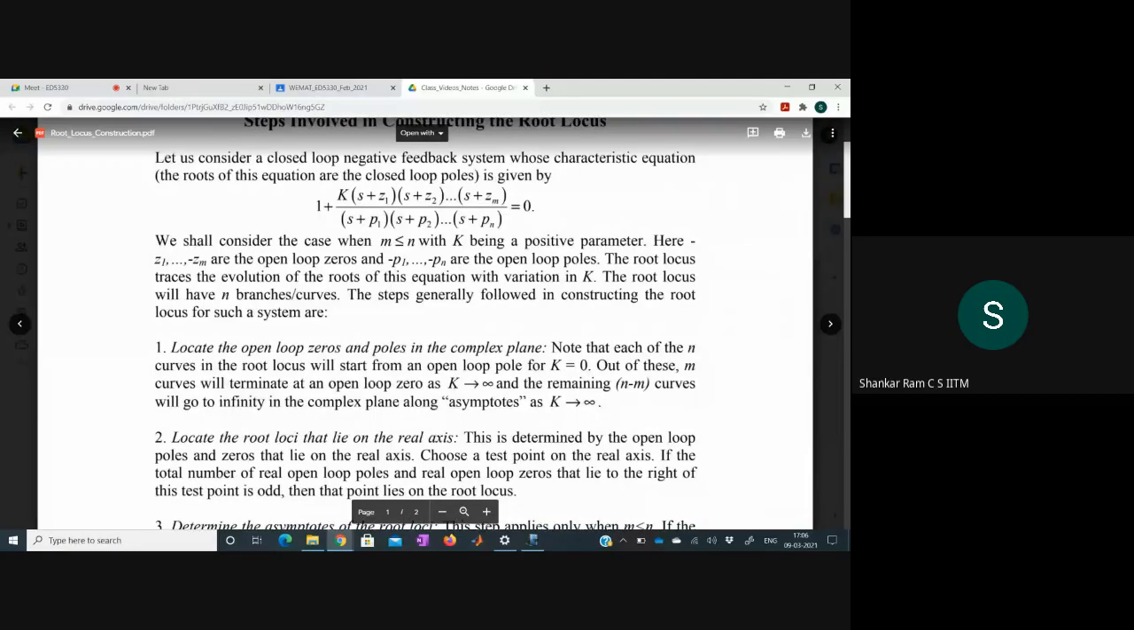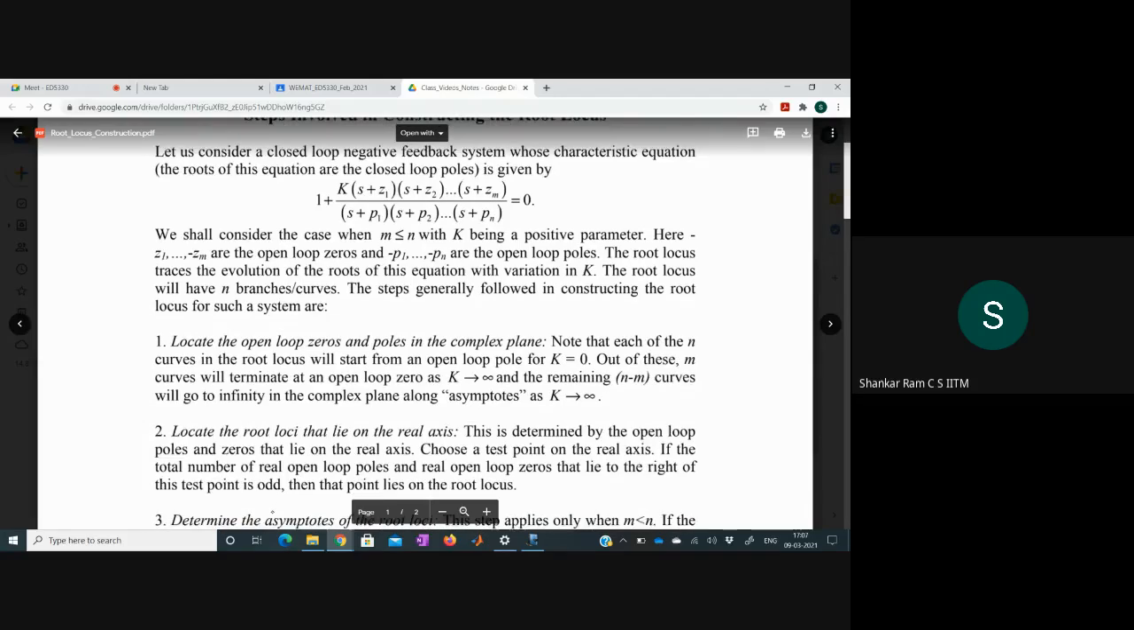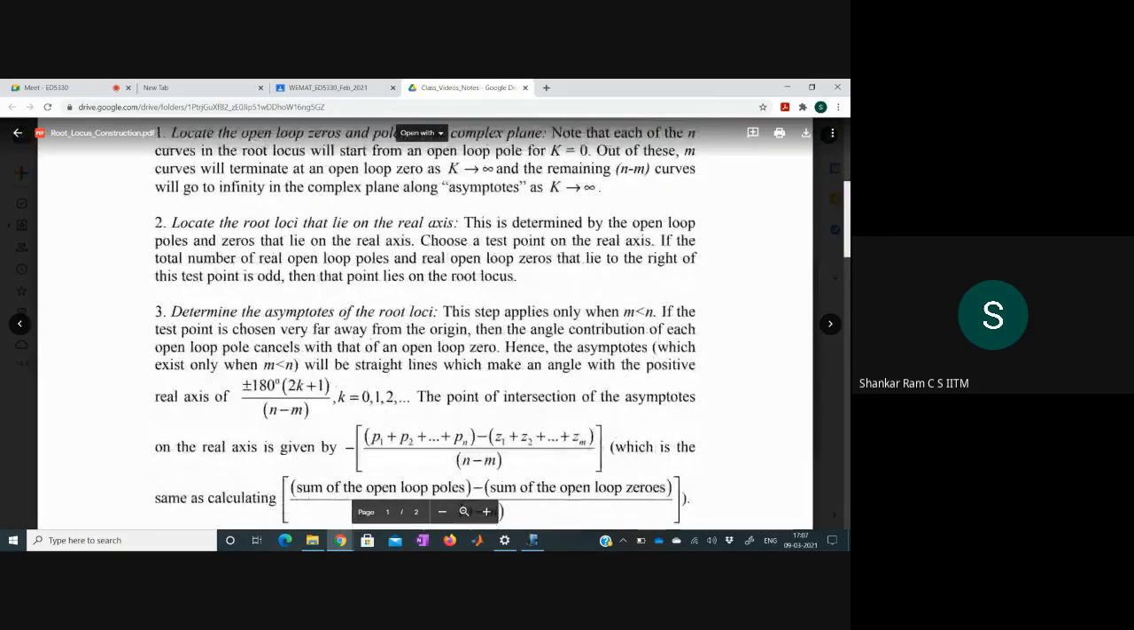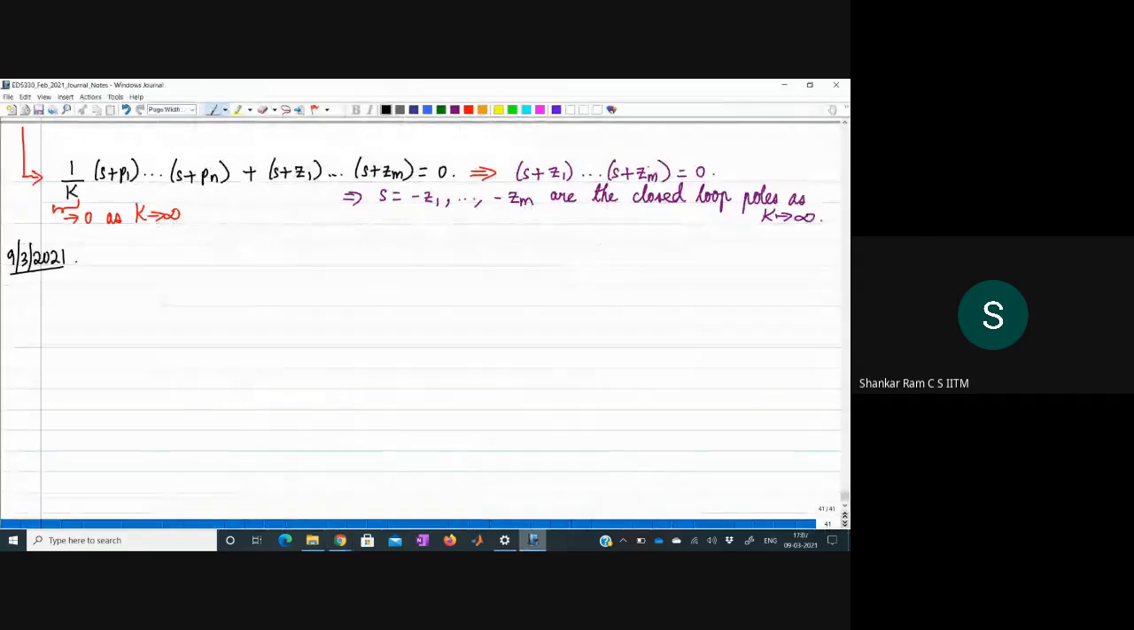The first step, which we discussed, is to locate the open loop poles and the open loop zeros in the complex plane. We saw that every branch of the root locus will start at an open loop pole as k tends to 0, and will either go to an open loop zero as k tends to infinity, or go to infinity in the s plane along what is called an asymptote. Okay, so let's get started with the second step in the construction of the root locus.